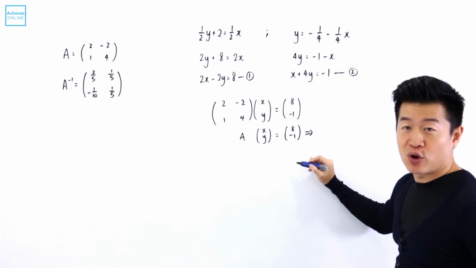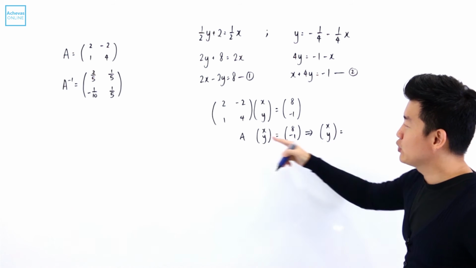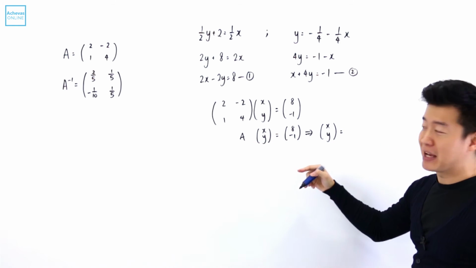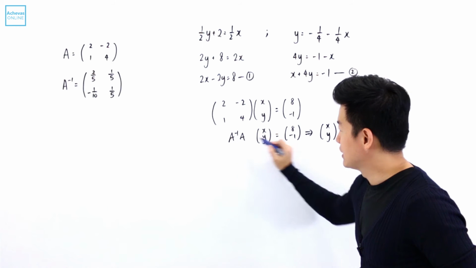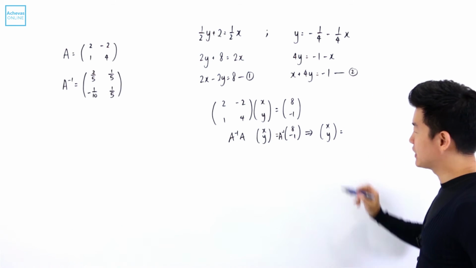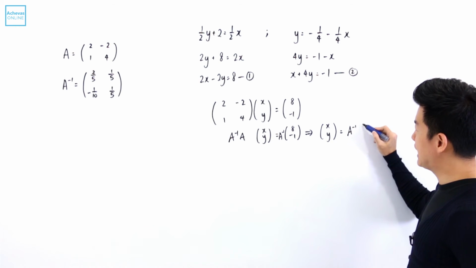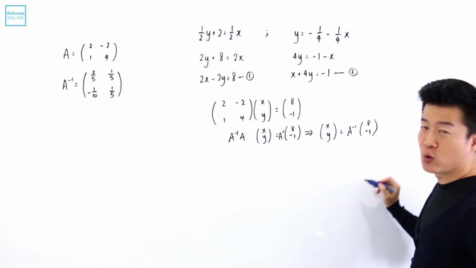In order for me to solve for x, y, I'm going to pre-multiply both the left and right hand side by A inverse. So on the left hand side, this is going to become an identity matrix. Multiplied by x, y, it will be x, y. And on the right hand side, it is just A inverse of 8 and minus 1.